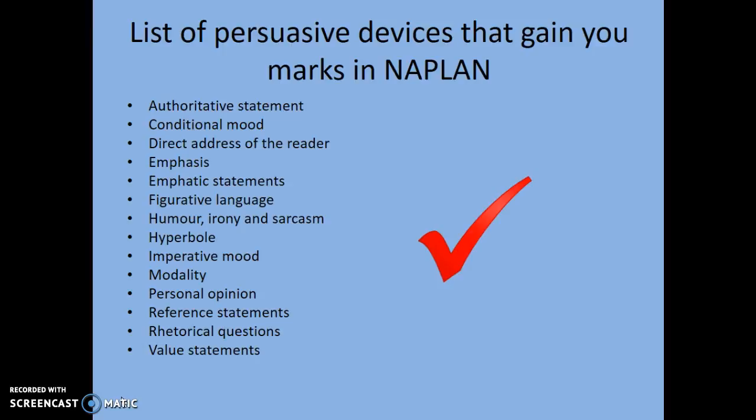So here are some persuasive techniques that we know gain you marks in NAPLAN. Authoritative statements, conditional mood, direct address of the reader, emphasis, emphatic statements, figurative language, so symbolism, metaphor, simile, those sorts of things, imagery, humor, irony, and sarcasm. If you can use those effectively, they certainly will gain you marks. Hyperbole, as long as it's used appropriately. Imperative mood, so something that sounds like an instruction. Modality, the intensity of your language. Personal opinion gets you marks. Reference statements, rhetorical questions, and value statements.